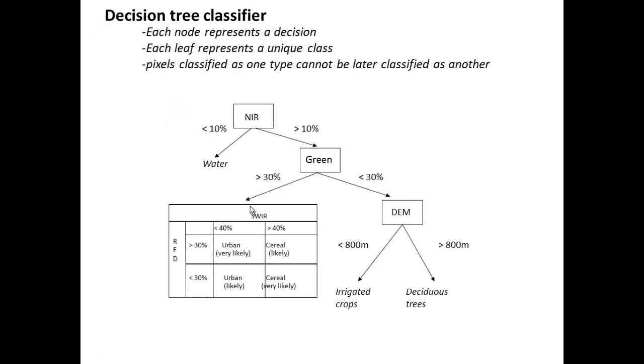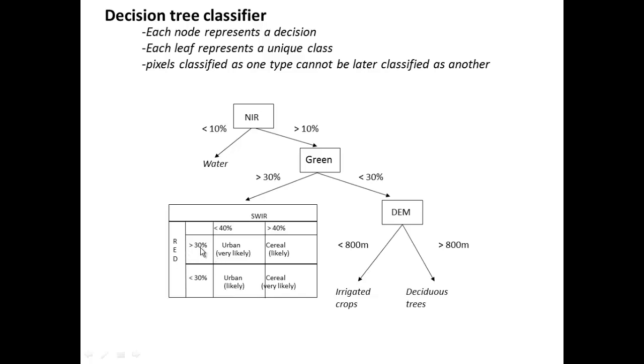So here's the basic structure of a decision tree. What you do is you come to an unknown pixel, and the question is, how should I classify this pixel? And you start asking yes or no questions of the pixel. So in this case, the first question is the reflectance in the near infrared less than 10% or greater than 10%? All right, if it's less than 10%, then it's probably water. So that moves you on to the next decision node, which is the reflectance in the green. If it's greater than 30% reflectance in the green, it goes into this arm. If it's less, it goes into this arm.